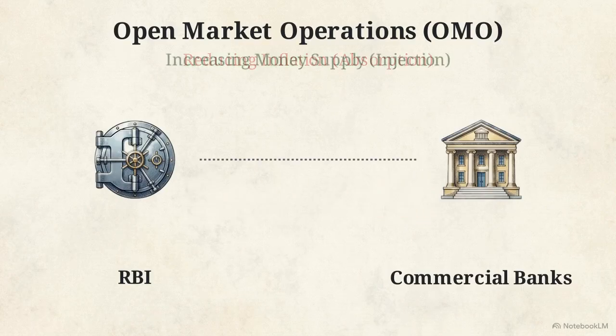To reduce inflation, the RBI sells government securities to banks to absorb their cash. To increase the money supply, the RBI buys those securities back, injecting cash into the banking system.